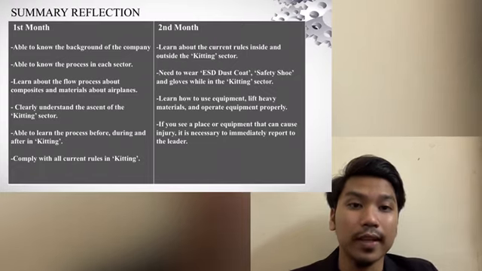Okay, for the second month, learn about the current rules inside and outside the kitting sector. Next, need to wear ESD dust coat, safety shoe and glove while in the kitting sector. Learn how to use equipment, lift heavy materials and operate equipment properly. And lastly, if you see a place or equipment that can cause injury, it is necessary to immediately report to the leader.